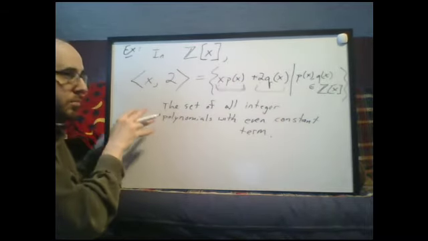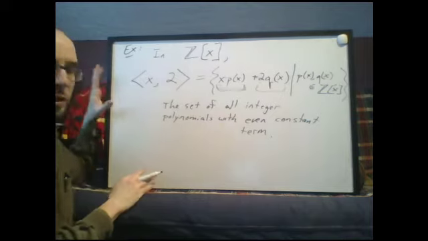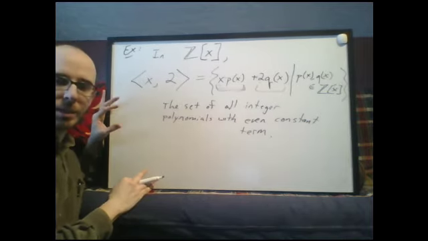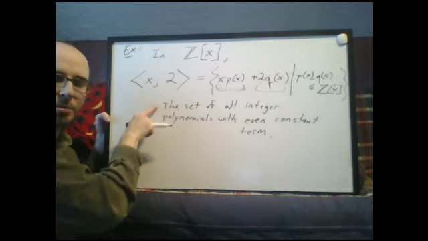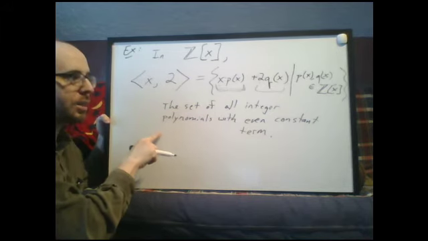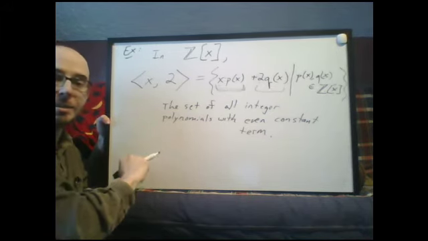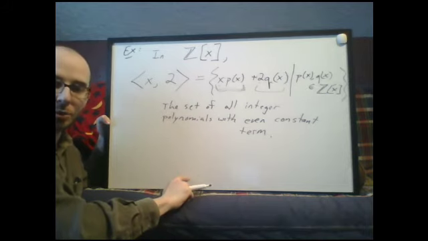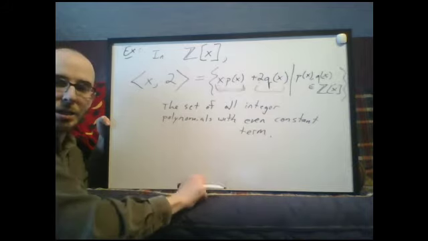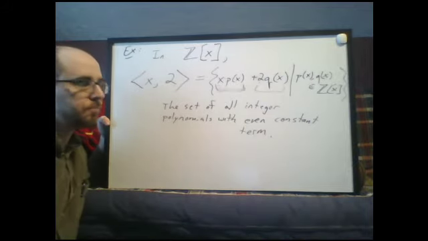Okay, so if you want to check for this specific example that it's an ideal, think of it in terms of this definition here. If I take two integer polynomials with even constant term and I subtract them, that new polynomial will still have an even constant term because I'll just be subtracting the constant terms. Even minus even, still even.